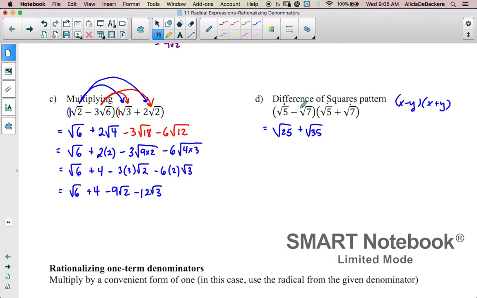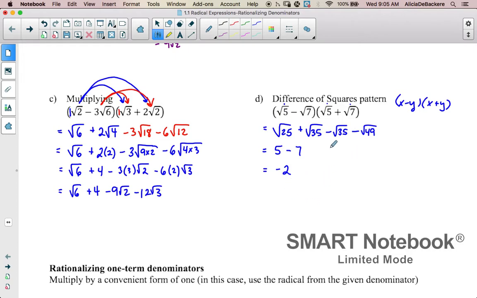And then I'm going to be looking at negative root 7 times 5. That's negative root 35. And then negative root 7 times positive root 7. That's negative root 49. So when I simplify this, I can take the square root of 25. And then what I notice here is I've got plus root 35 and minus root 35. Those guys are going to cancel each other out to 0. That goes away. And I'm just left with minus root 49, which again, I can take the square root of 49. And I'm left with negative 2.